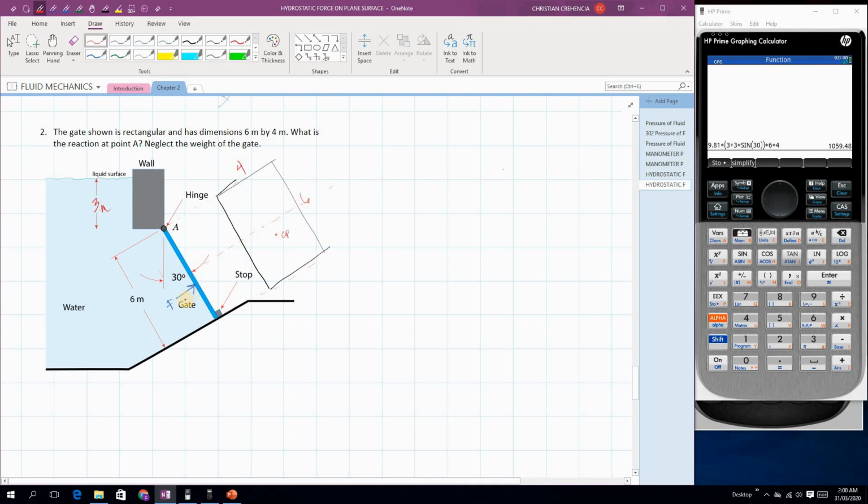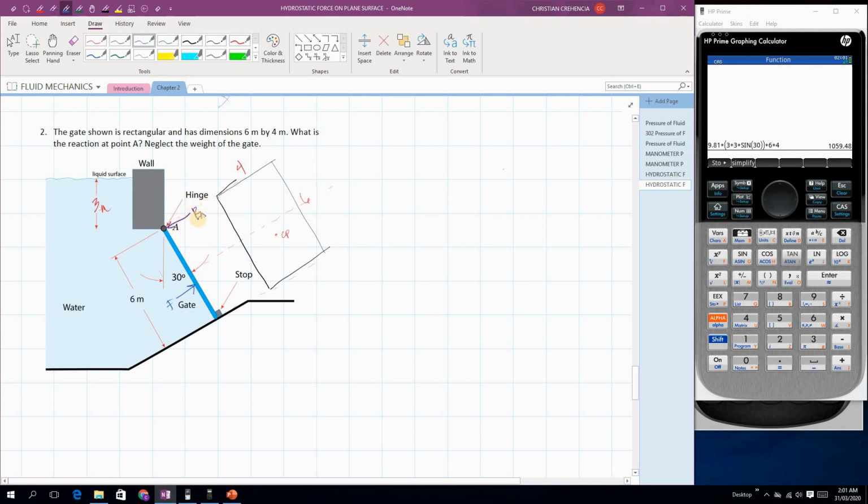Okay, so since yung hydrostatic force is laging perpendicular ang application sa surface natin, then again, neglecting yung weight, wala naman tayong downward force, then we expect na yung reaction sa point A should be perpendicular din. So meron tayo ngayon ditong reaction. So ito yung reaction sa A.